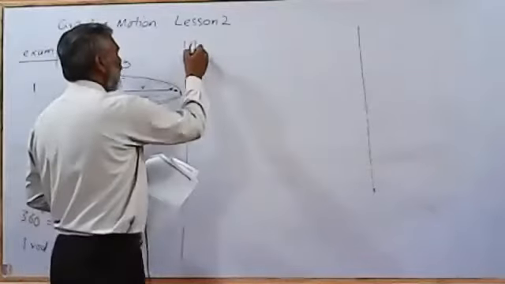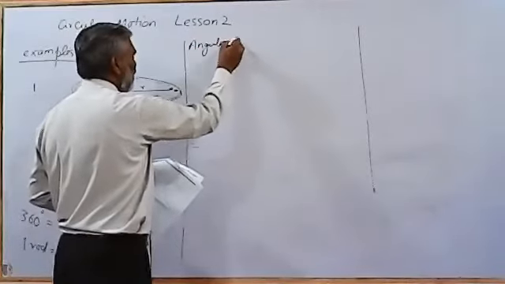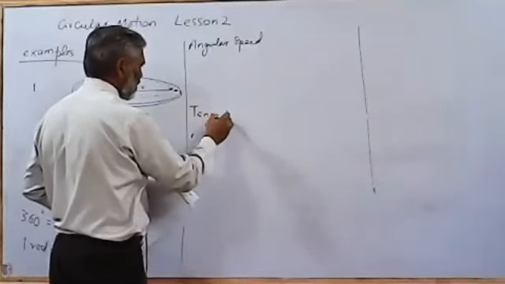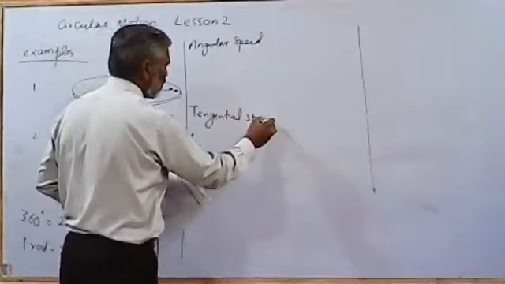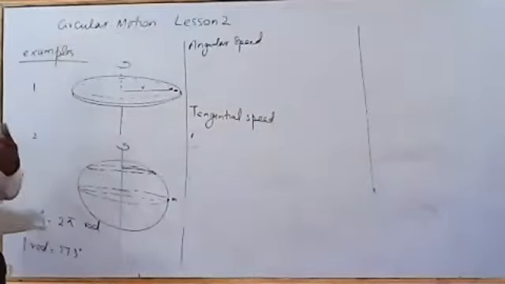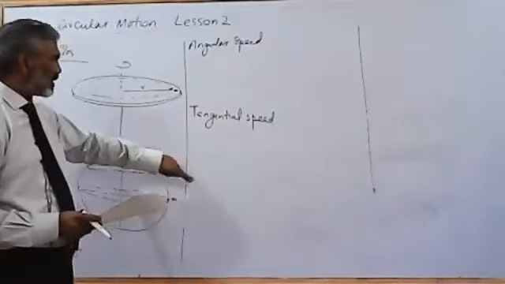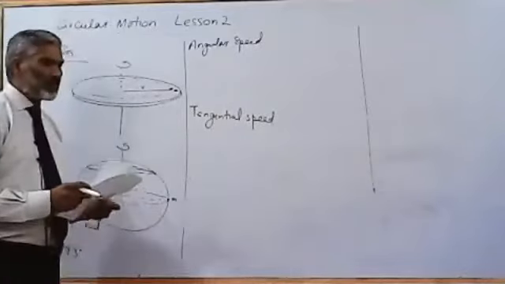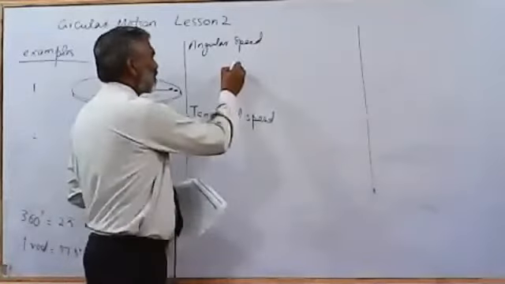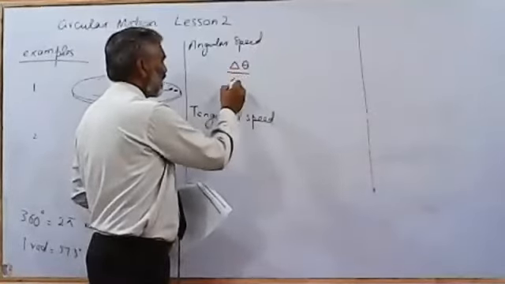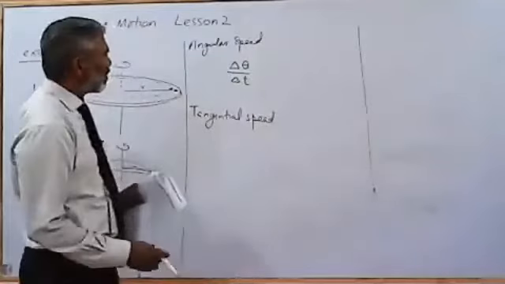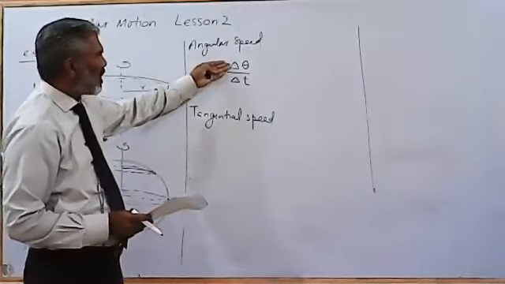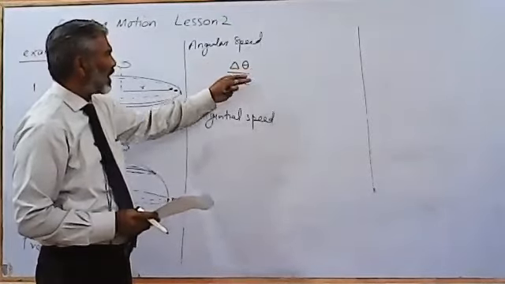Now, angular speed and tangential speeds. There are 2 different speeds going on side by side when an object is moving along the circular path. Angular speed means the rate at which angular displacement is covered. So this is delta theta over delta t. This is how we calculate the rate at which theta is moving. How much angle theta is swept in how much time?